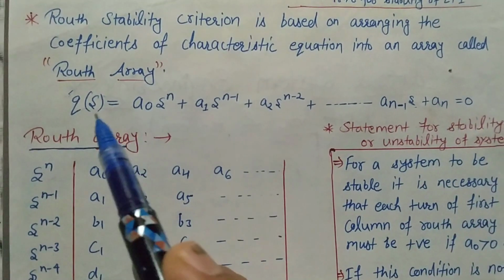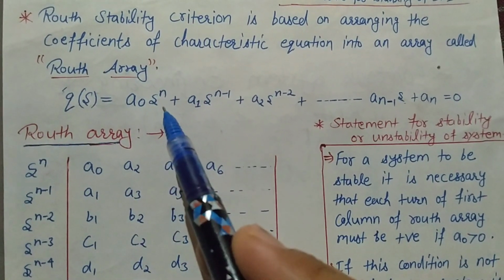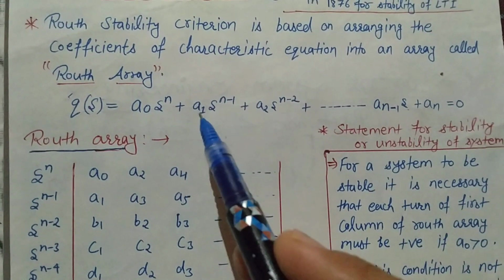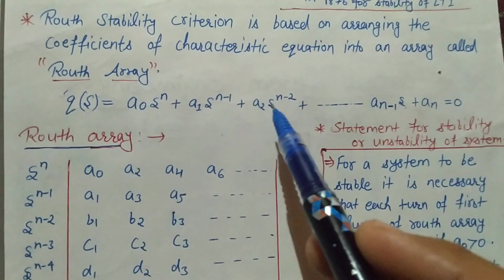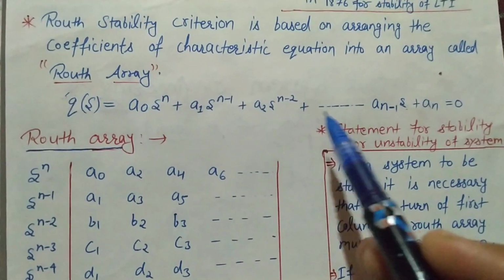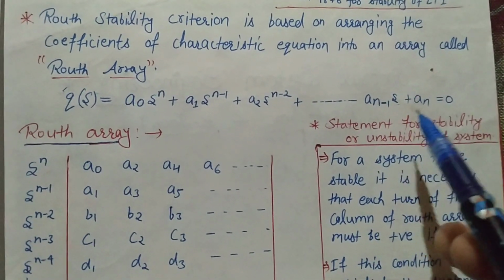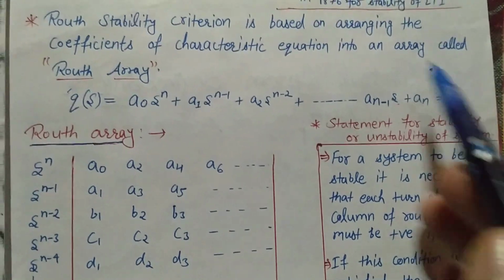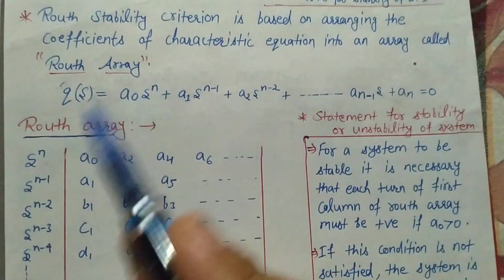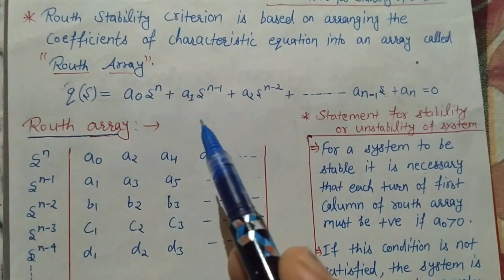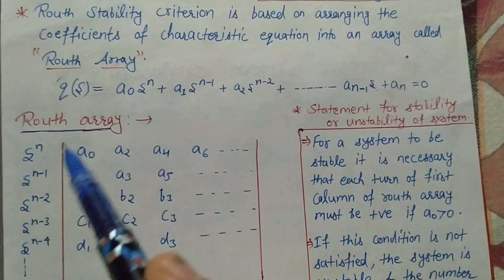We have a general equation Q(s) is equal to a0 s^n plus a1 s^(n-1) plus a2 s^(n-2) plus and so on, a(n-1) s plus an is equal to 0. This is our general equation. Let's solve this equation. First of all, write this equation into an array.